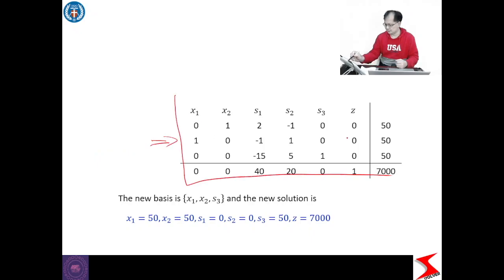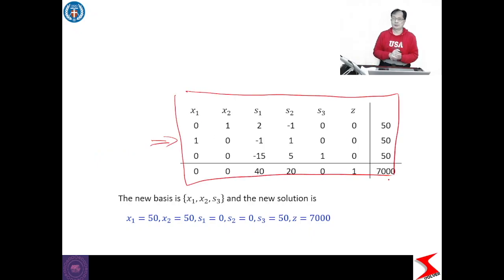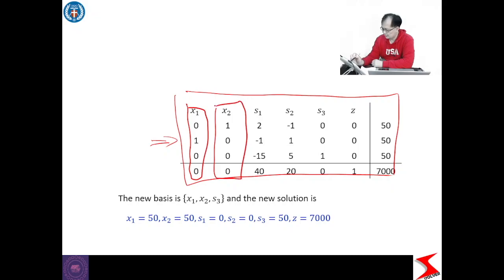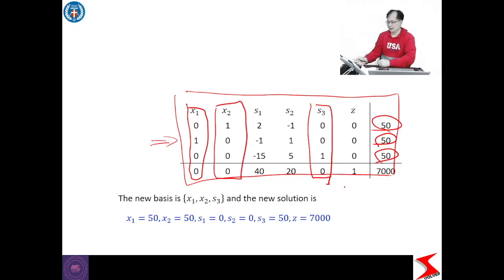So the new basis variables are x1 here, right? x2 here, right? And s3. So x1 is 50, x2 is 50, and s3 is 50. And s1 and s2 are now non-basic, which are 0.